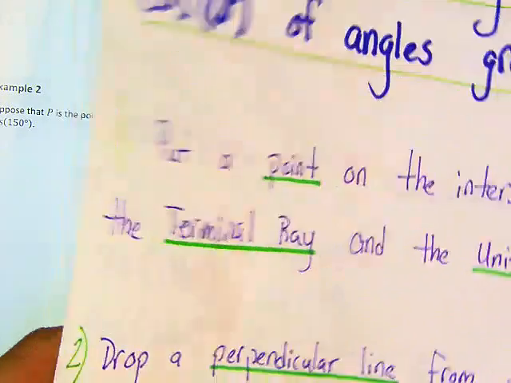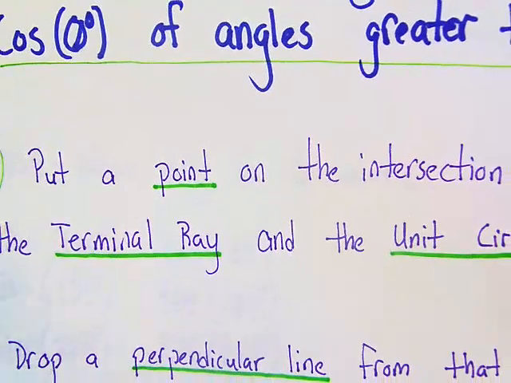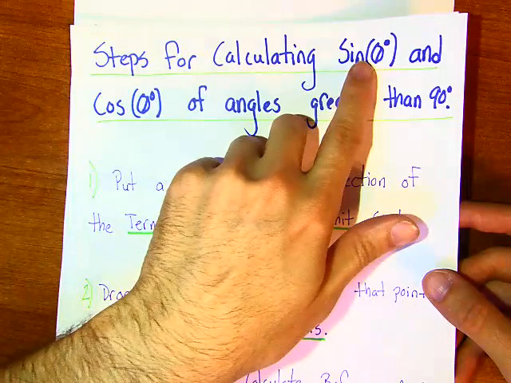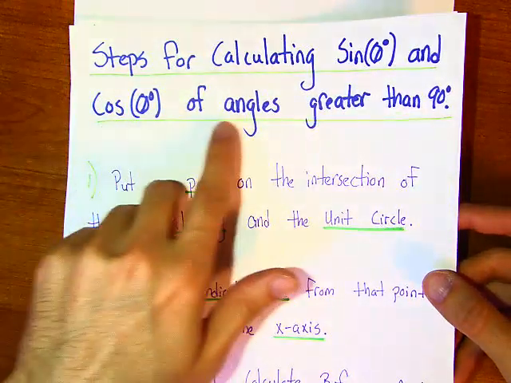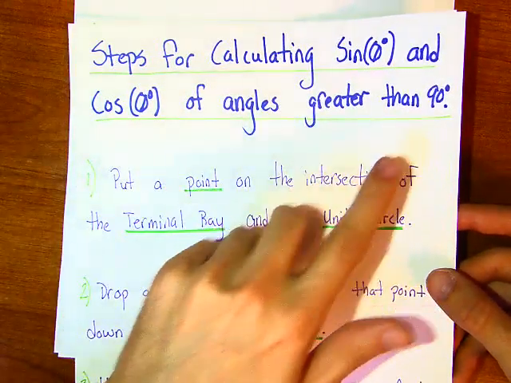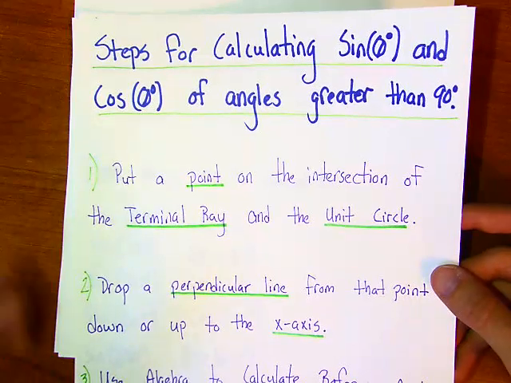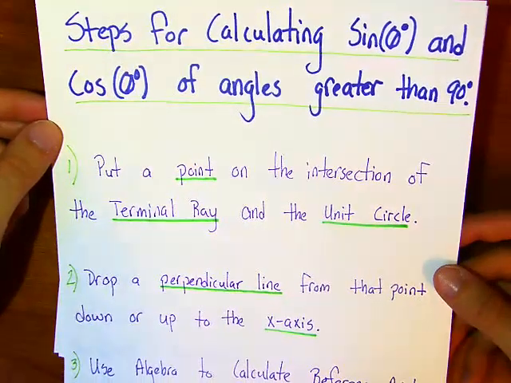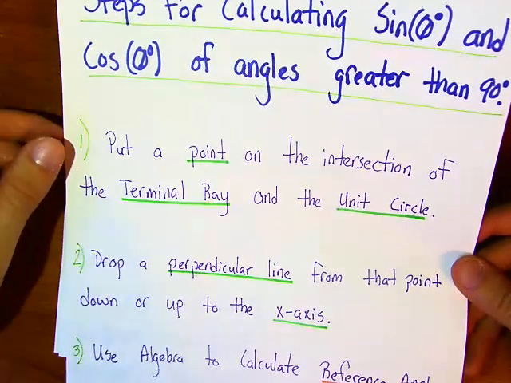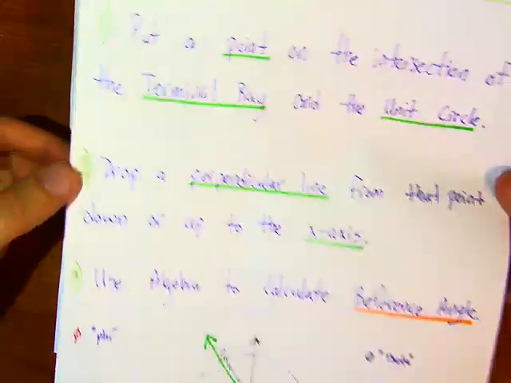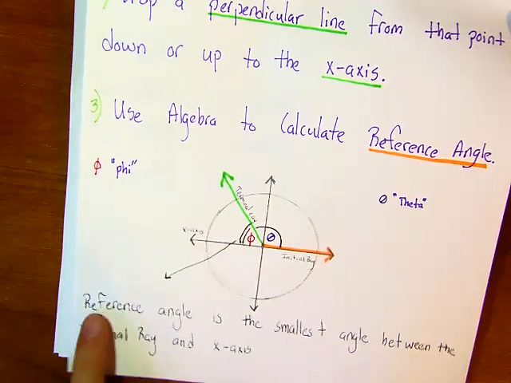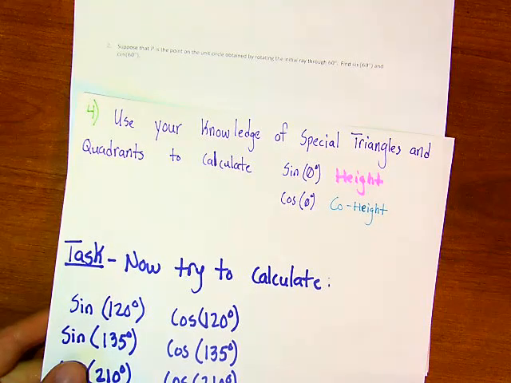You should all have this, but if you don't, you can just let me know. Oh wait, let me zoom out for a second. Here are the steps for calculating sine of theta and cosine of theta of angles greater than 90 degrees. So we're just going to follow these steps. If you don't have these steps, raise your hand and let me know, or you could just copy them down right here. So this is step 1, this is step 2, this is step 3, and this is the definition of reference angle, which will be very important. And the last one is step 4 over here.